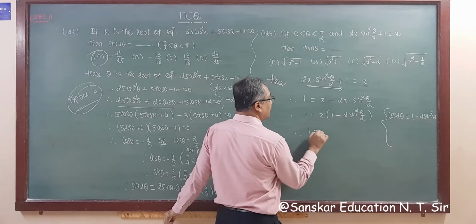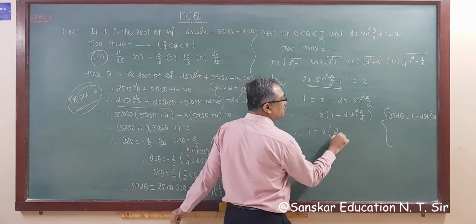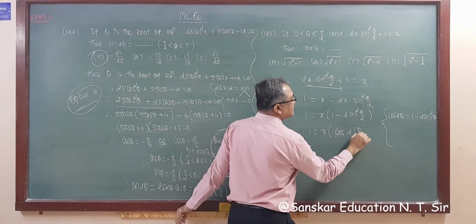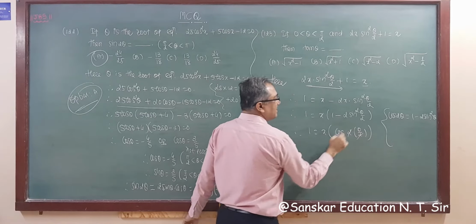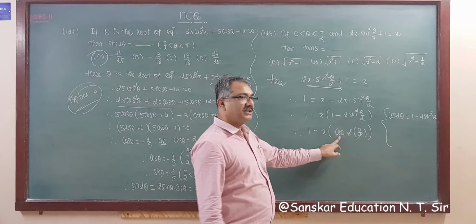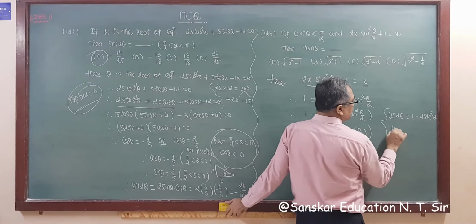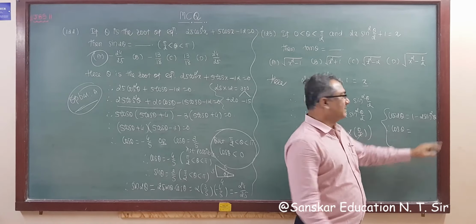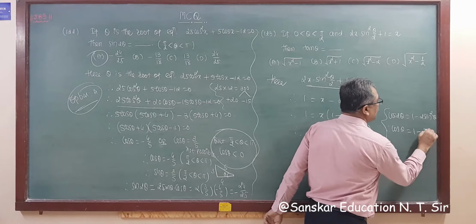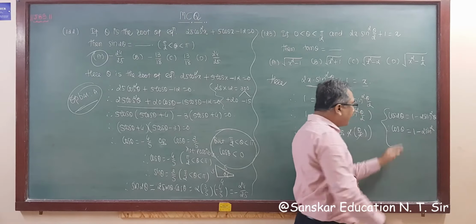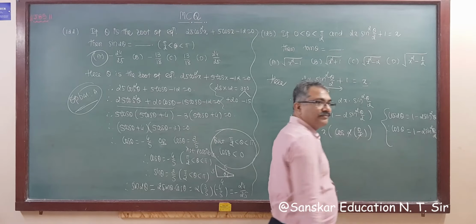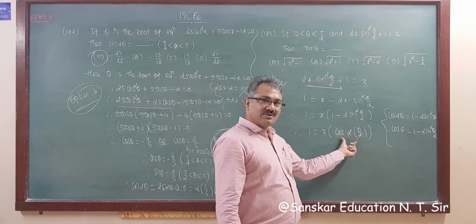That is 1 is equal to x into cos 2 theta, where the angle is theta by 2. So this will cancel, and we'll get cos theta. Either you can write here also, that is cos theta. If 2 is there, then this is 1, so this is 1 minus 2 sine square, half of this, that is theta by 2. Either you can write like this also.